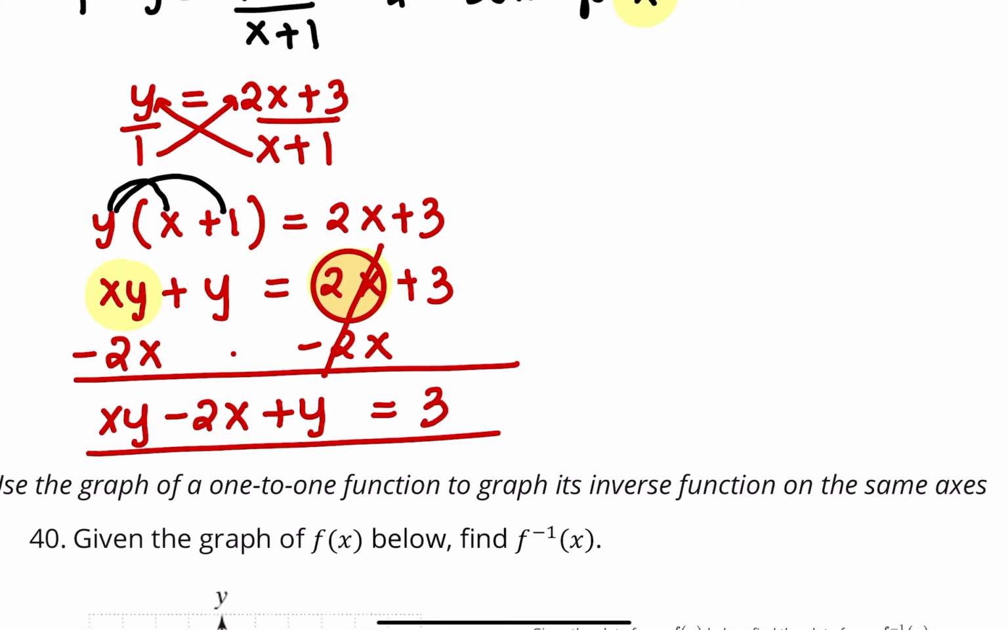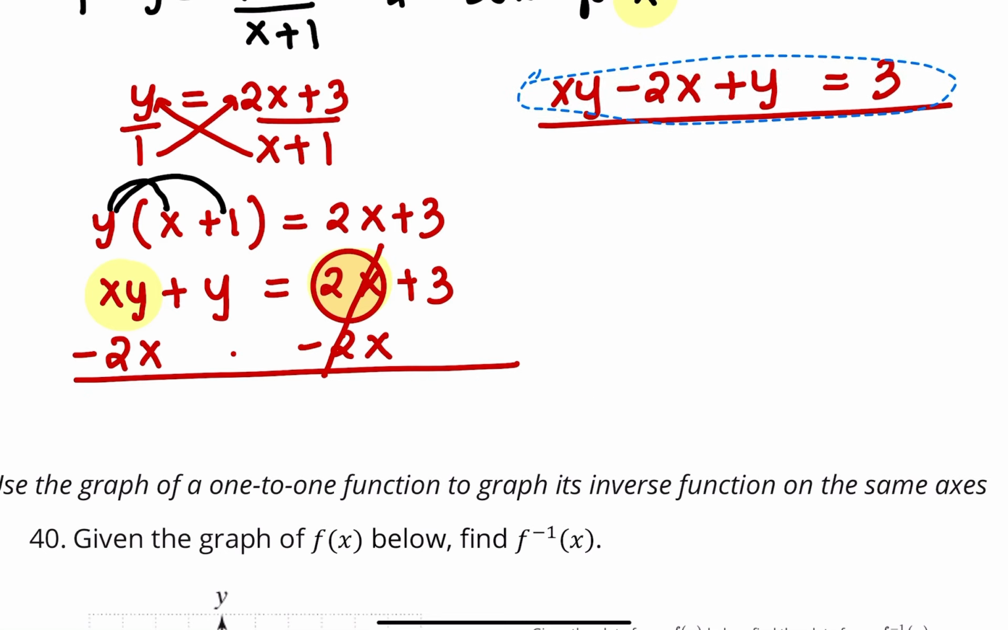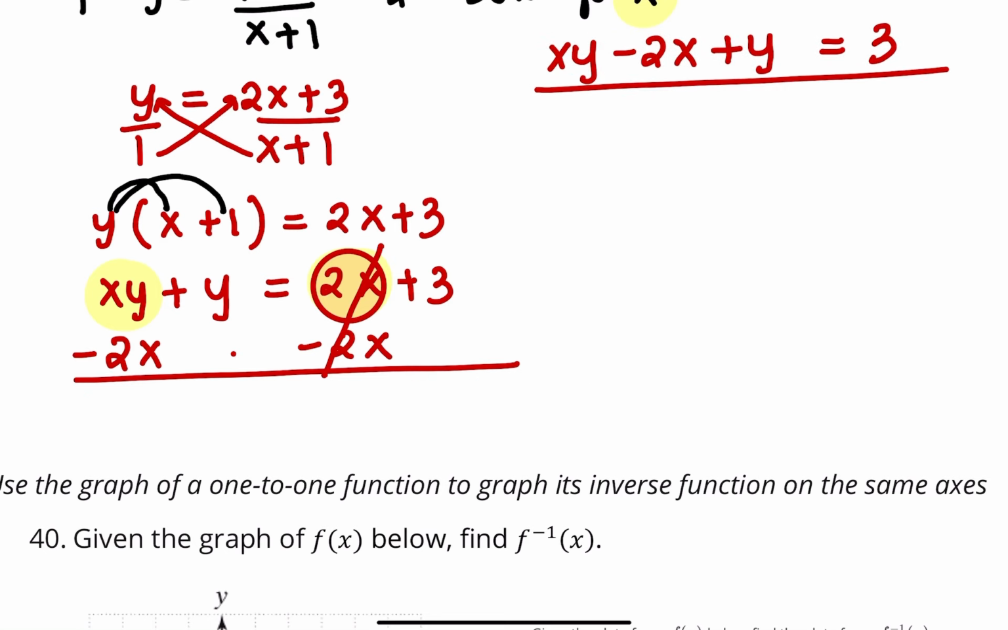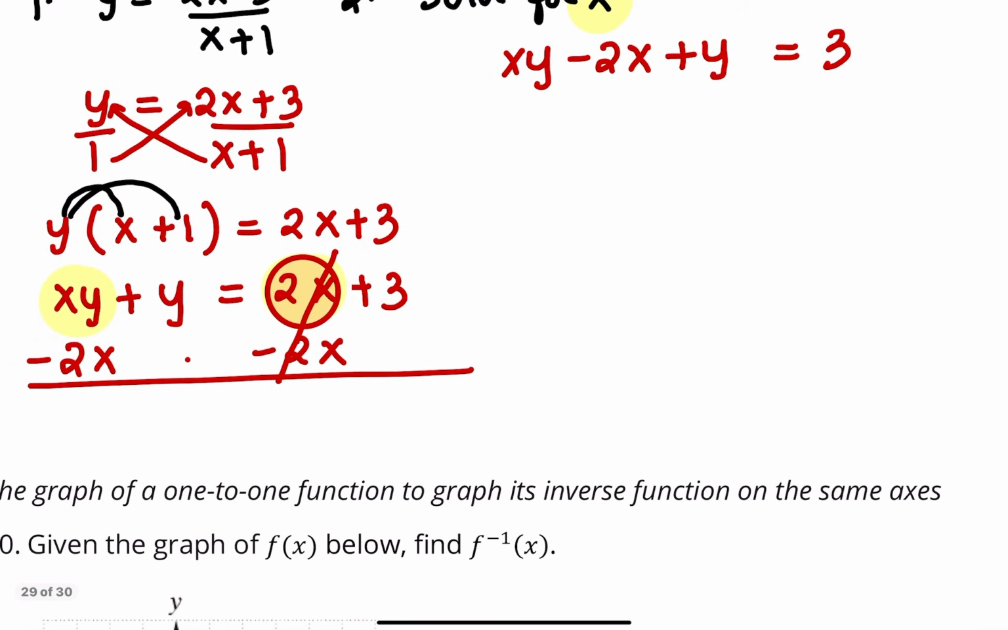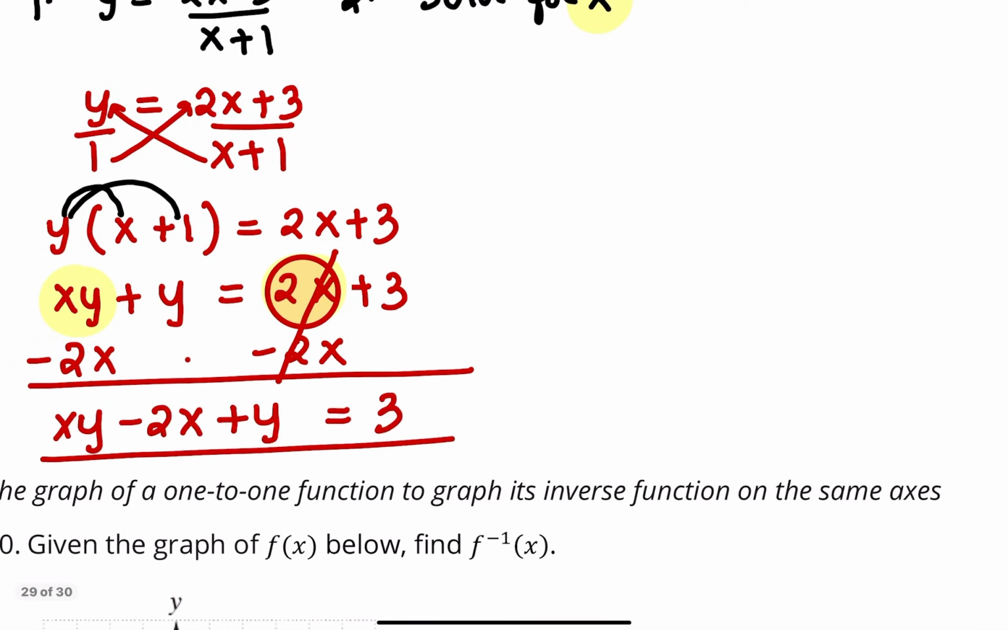And you know what I'm going to do? Because I don't have space here, I'm going to take this whole thing all the way to the top. Again, let me recap. You subtract 2x from both sides. When you subtract, what do you get? You have xy minus 2x plus y equal to 3. And once that's done, I'm moving it all to the other side.